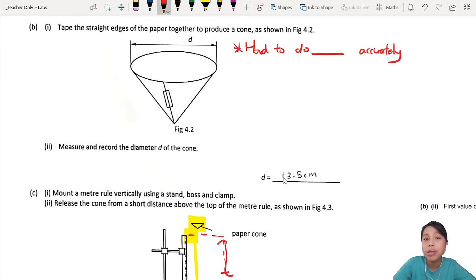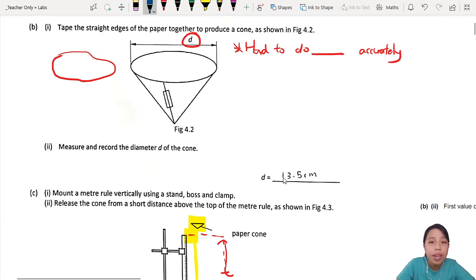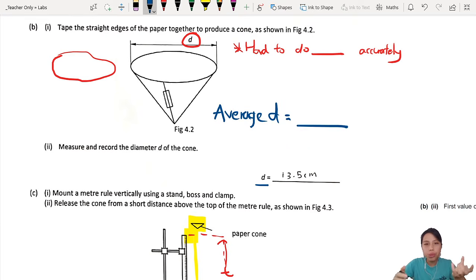What is accuracy? Accuracy is how close you are to the true value. This is your true value, but you measured already, it may not be the actual diameter, or maybe your cone is a bit out of shape. So what actually is the true value? We don't know. But I recommend, although they say only one measurement, if you can, try to take a few and then find the average. That will help to take into account the variations.